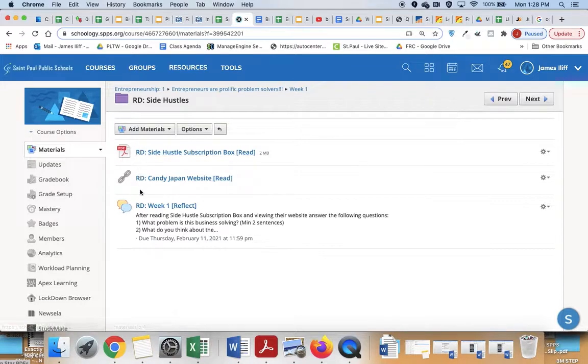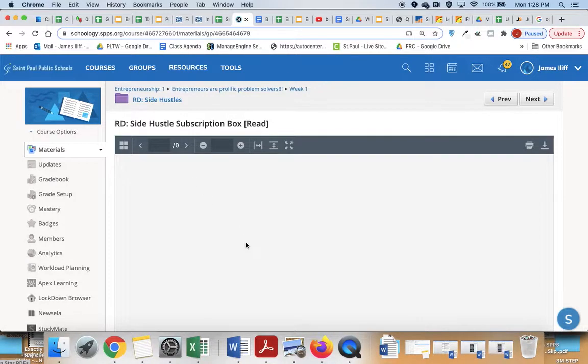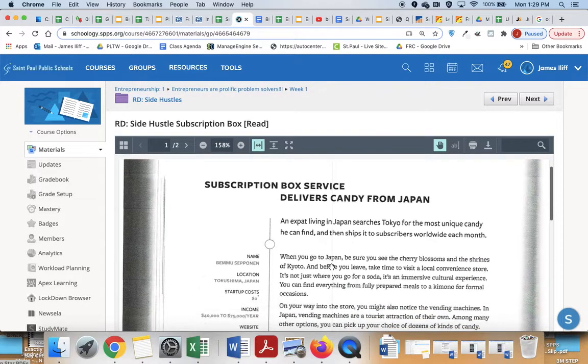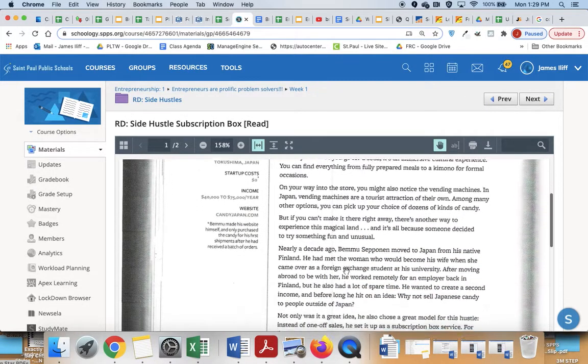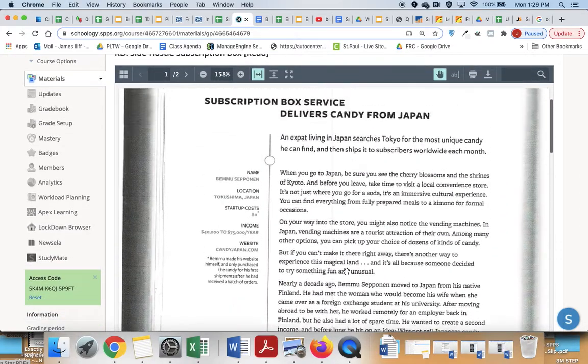Interesting. So again, we got a bunch of RDs, readings. So RD, side hustle, subscription box, and then in brackets, I got the directions: read. So you know you got to read this. You got to read this PDF right here. Let's click in and see what it looks like. Okay, so here it is right here. Subscription box service delivers candy from Japan. And so you're going to read this. It's not long. It's like 1.5 pages, but you're going to love it.